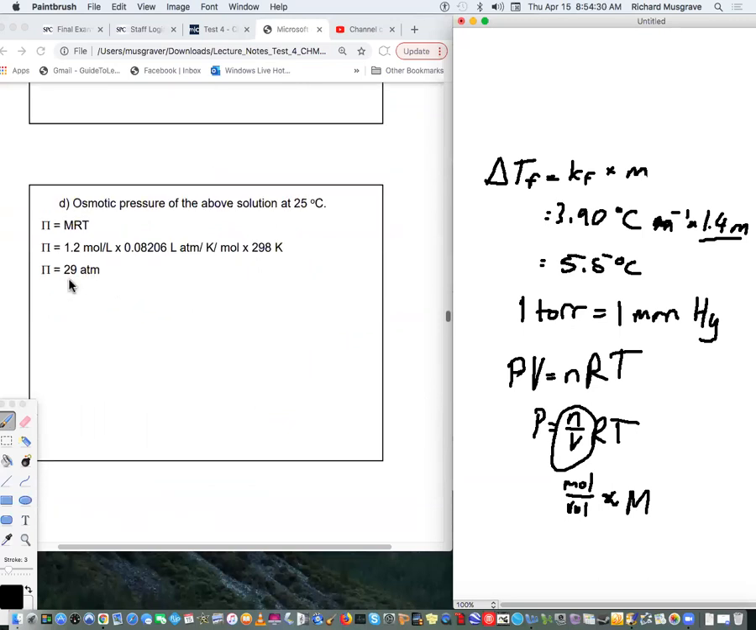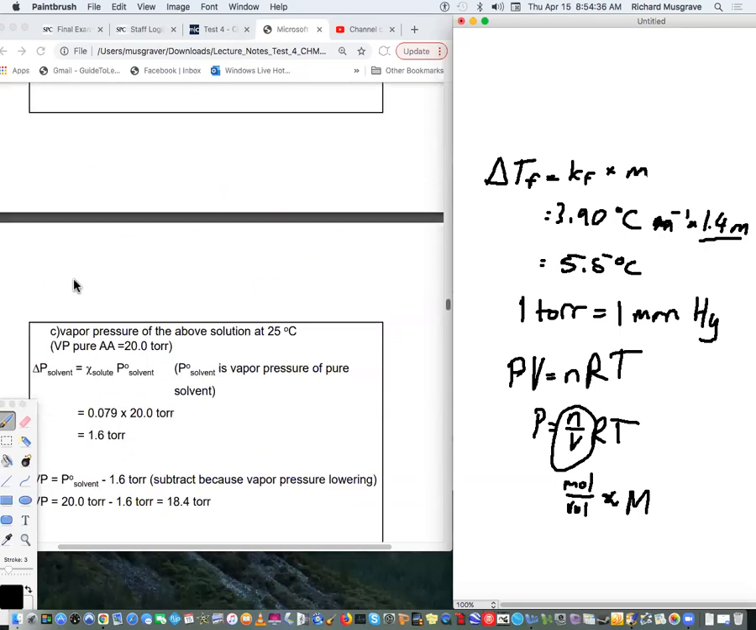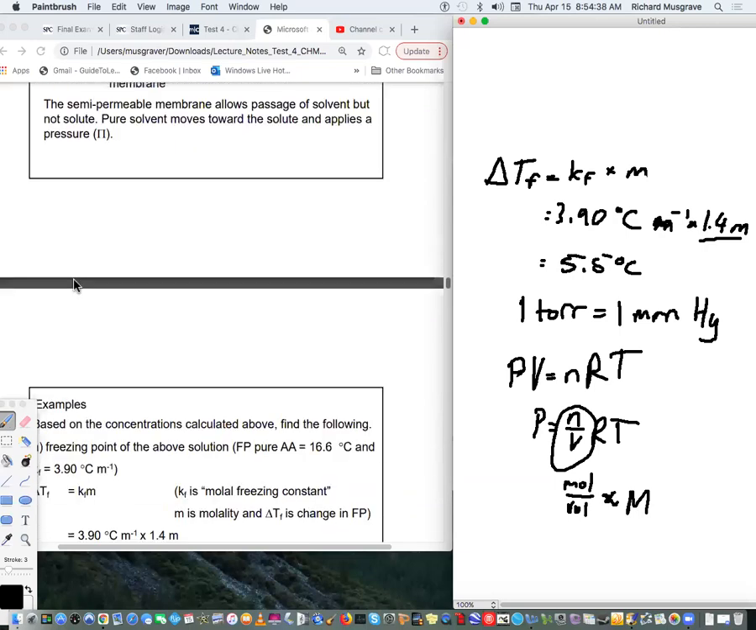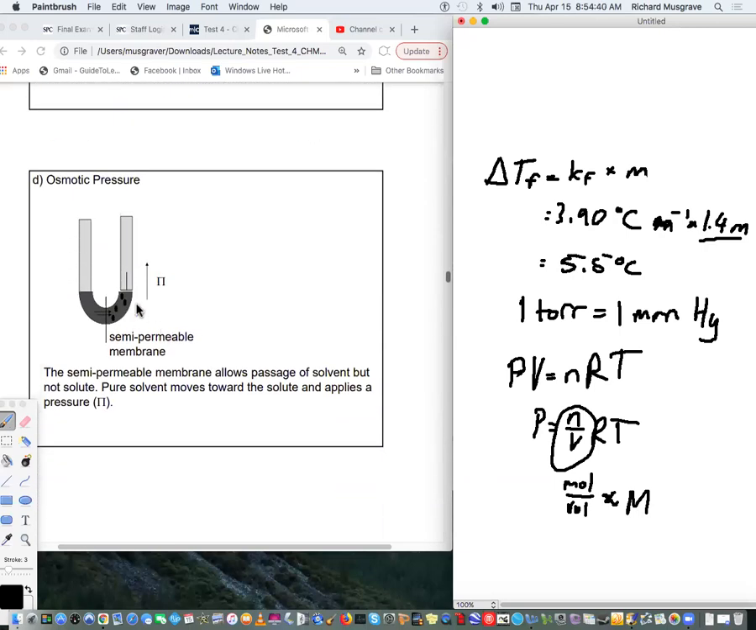So it's a pretty big value. Osmotic pressures are pretty big. And yeah, there are situations where we can apply that to a situation called reverse osmosis. And reverse osmosis can be used to actually purify liquids. Now, the trick here is this.